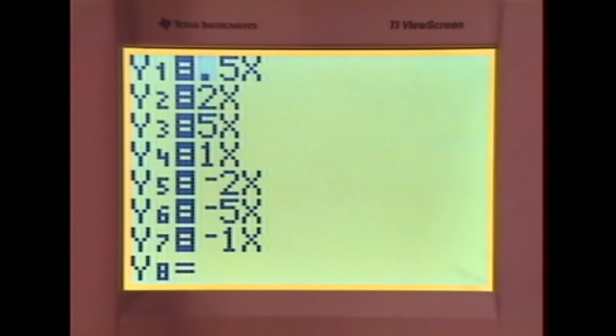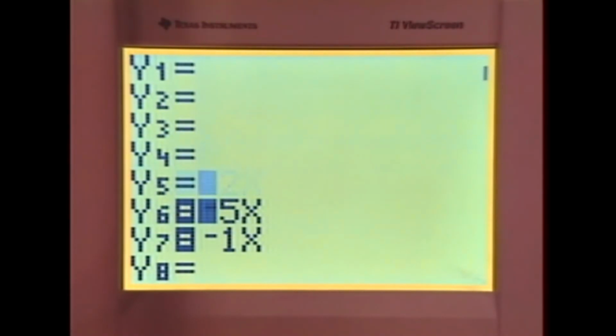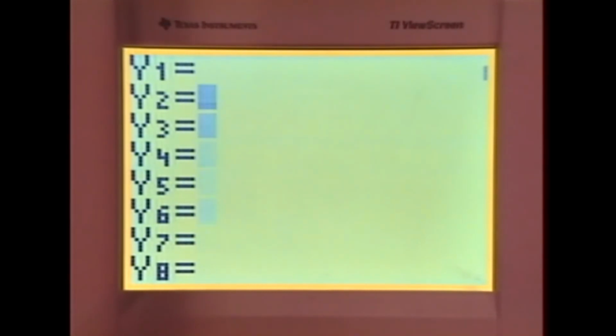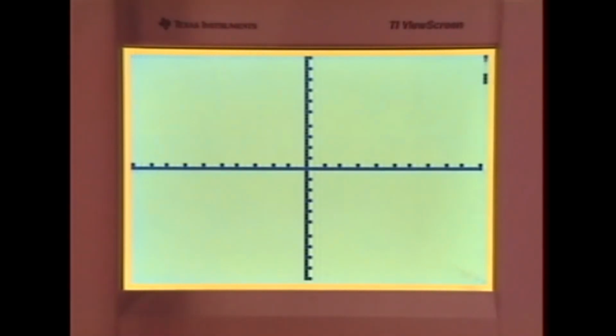Here is my y menu. I'm going to clear these functions very quickly and go back to y1, it could be any one, and enter 0x, which really is 0. And let's graph it. Well, I don't think you saw anything, or maybe you did, but there's no graph up there. What do you suppose happened?